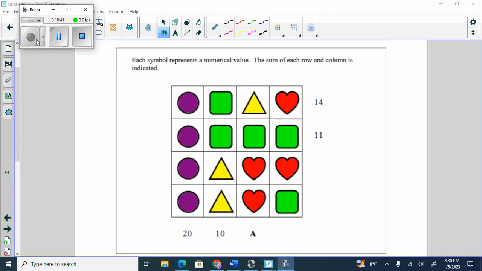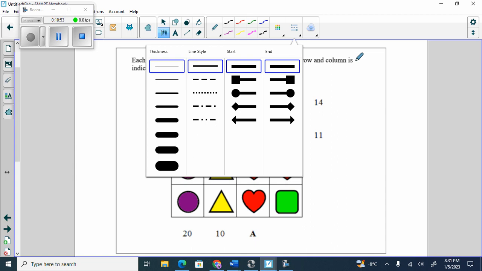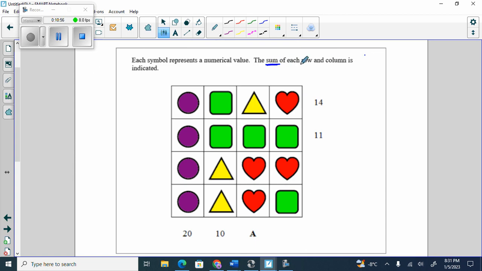All right, so this one here says, each symbol represents a numerical value. The sum, so that's when you add them all up, of each row and column is indicated. Well, my eyes are immediately drawn to the 4 circles, which I'm sure yours are as well. If they sum to 20, and sum means addition, 20 divided by 4 boxes means each of these is worth 5. So we get 5 here, 5 here, 5 here, and a 5 here.